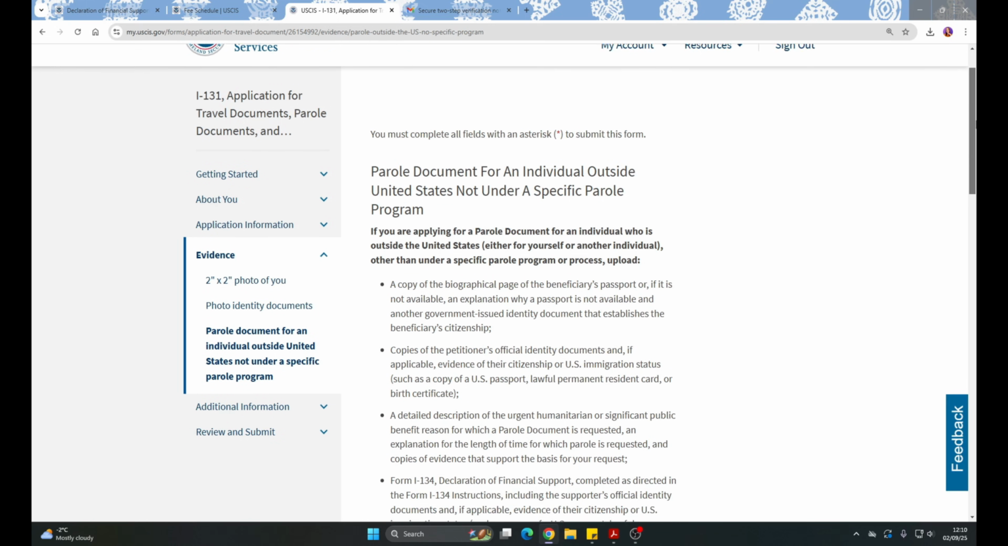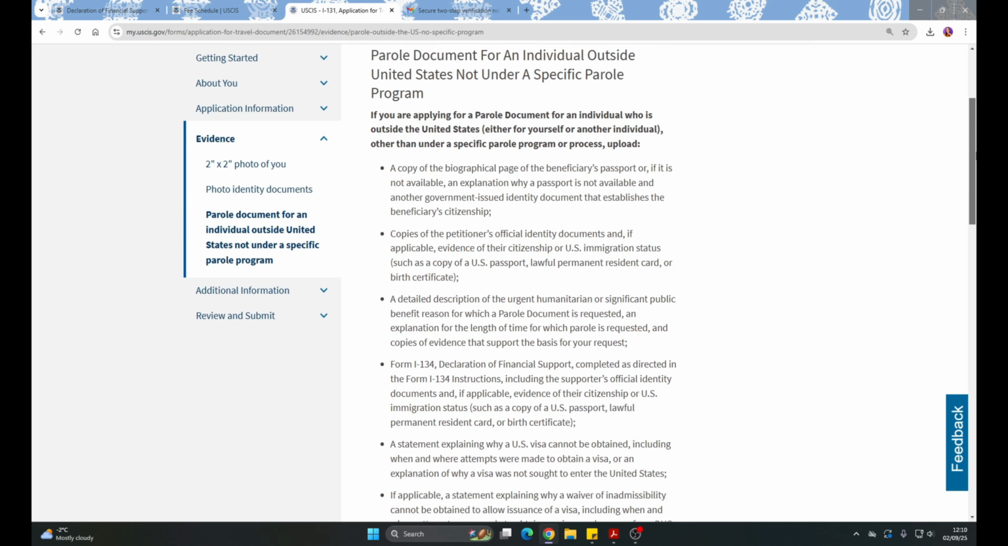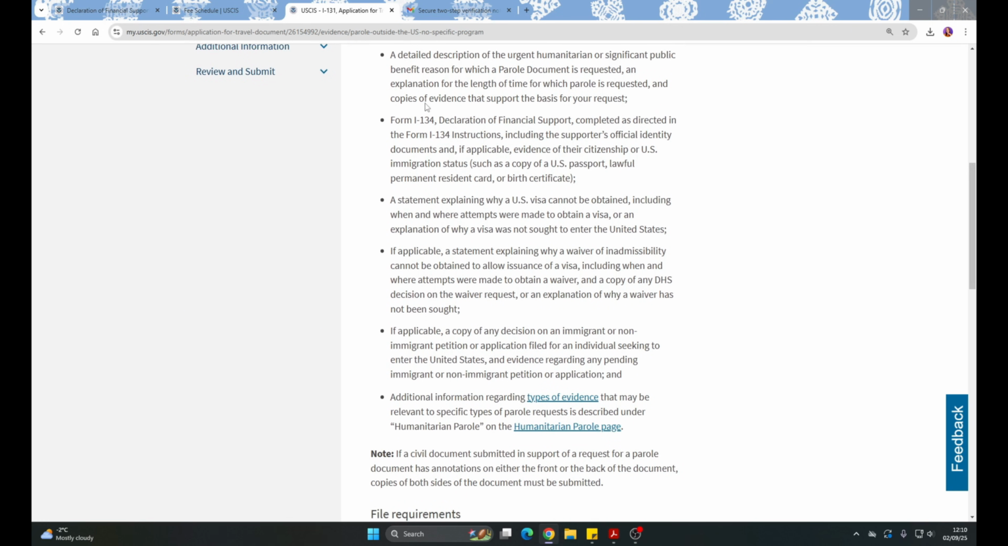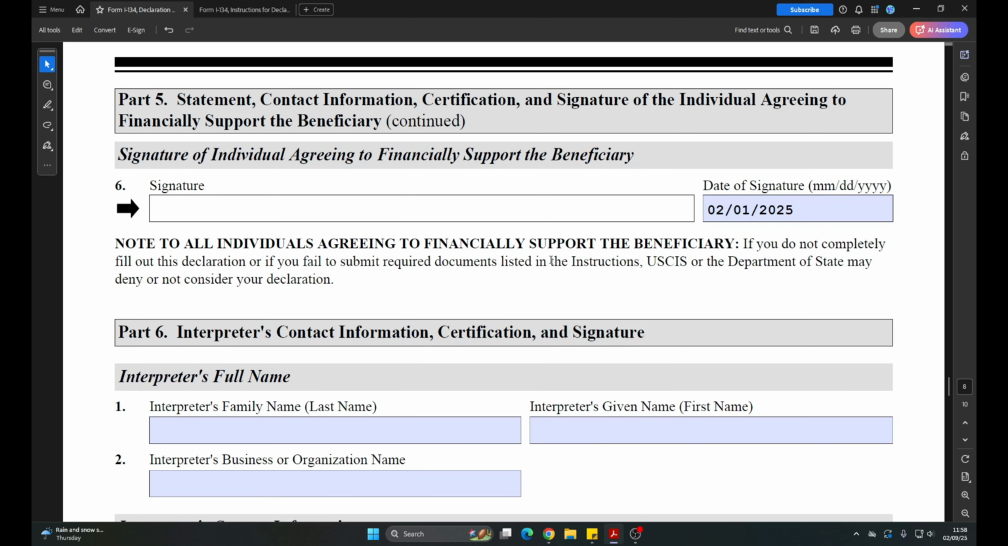Such would be the case for fiancé cases, for example, or if you are submitting an application for parole, humanitarian parole, on the online USCIS account, where you may also be asked to upload this I-134 and all the supporting documents. Again, it all depends on your personal circumstance.